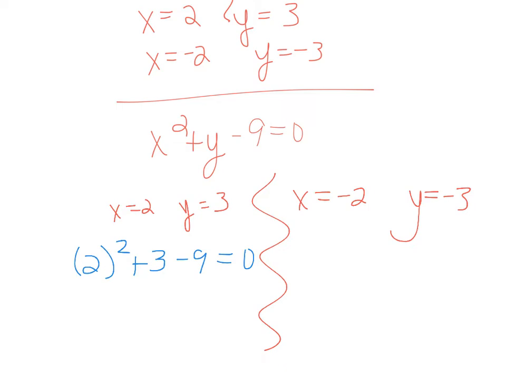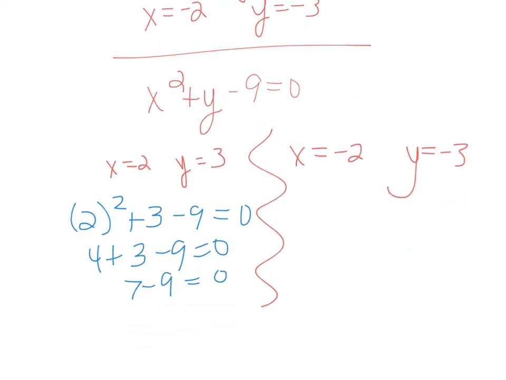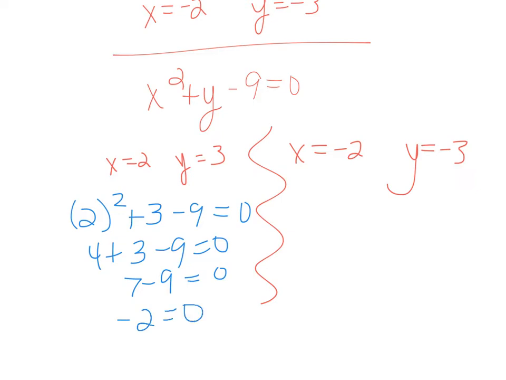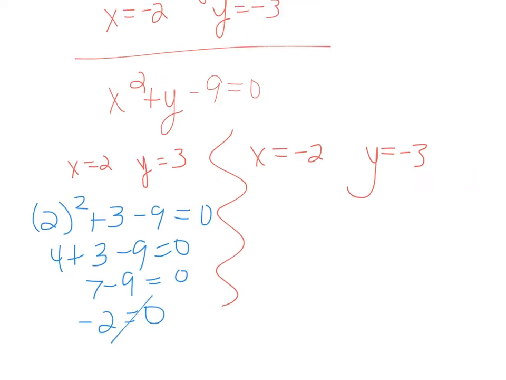What's 2 squared? 4. So 4 plus 3 minus 9 equals 0. What's 4 plus 3? 7. And 7 minus 9? Negative 2. So negative 2 equals 0. Is that a true statement? No.